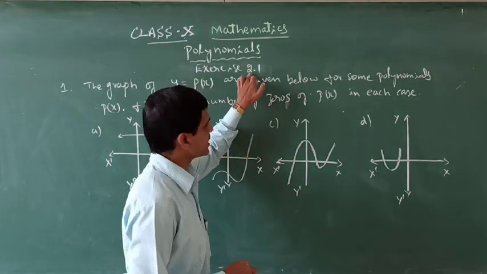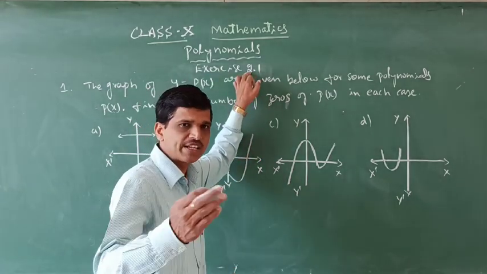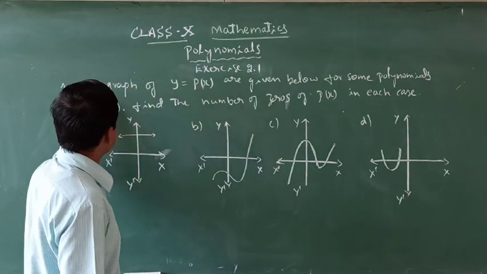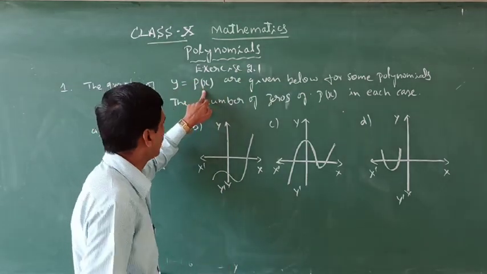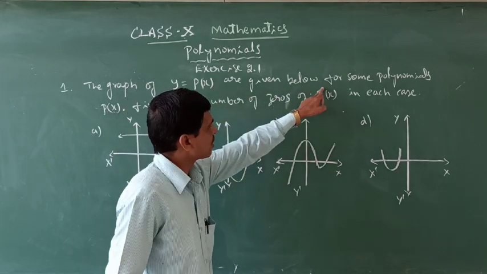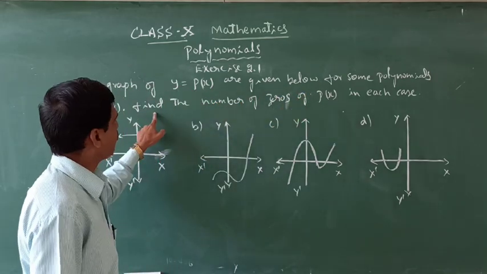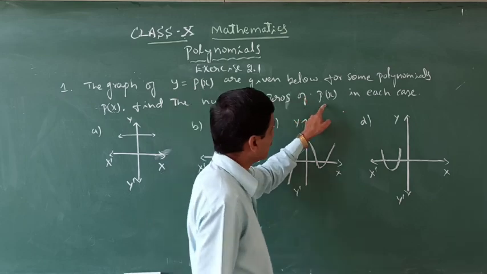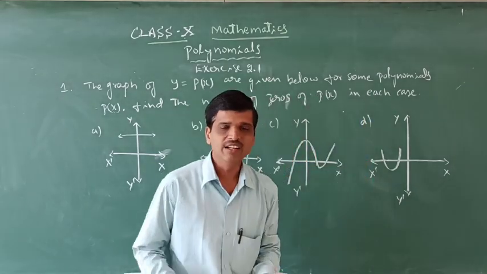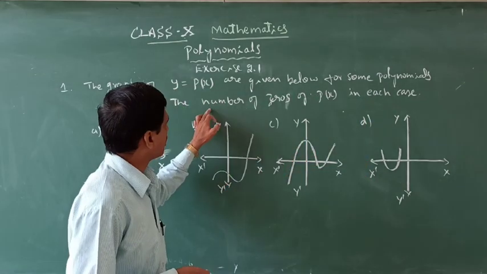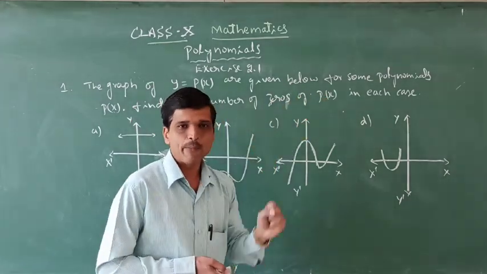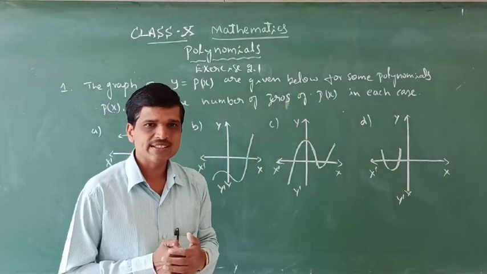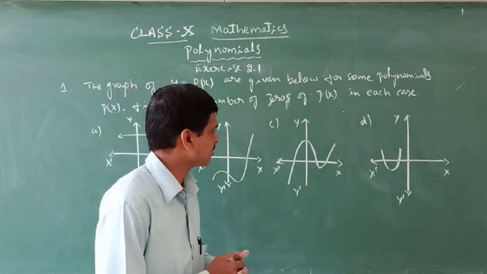Now consider the exercise problems given in your NCERT book. The first one says the graph of y equals p of x is already drawn and given below. For some polynomials p of x, find the number of zeros of p of x in each case. That is, how many zeros occur in the polynomials. That is how we can guess, by your previous examples.